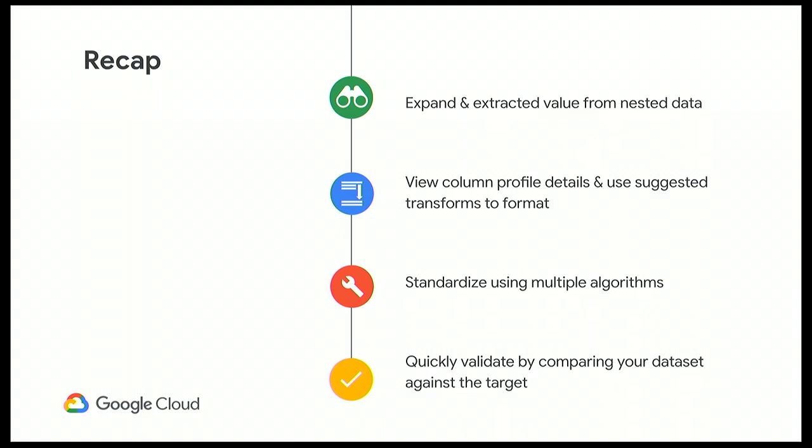Following that, when you're dealing with data patterns, take advantage of the column profile details, and then use the suggested transforms to actually fix those formats. You don't have to write everything from scratch. When it comes to standardization, use multiple algorithms, build that group as much as possible so you get the widest set. And the last one to note is, when it comes down to publishing, before you do that, quickly validate it. Make sure that your data actually matches your target, and hopefully that can solve a lot of the minor details that you need in order to make it successful.